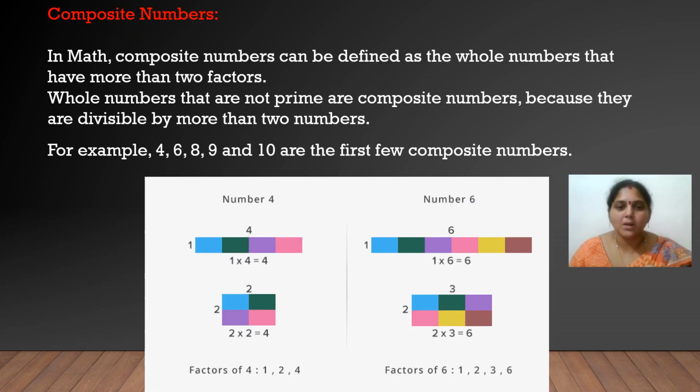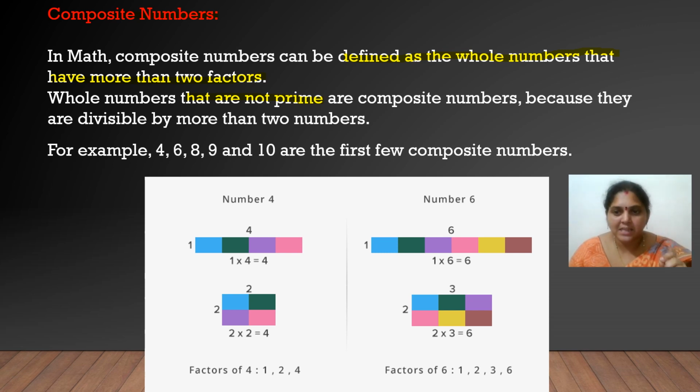Now we will see what are composite numbers. Here we are going to look at our composite numbers. What are composite numbers? In math, composite numbers can be defined as the whole numbers that have more than 2 factors. Whole numbers that are not prime are composite numbers because they are divisible by more than 2 numbers.